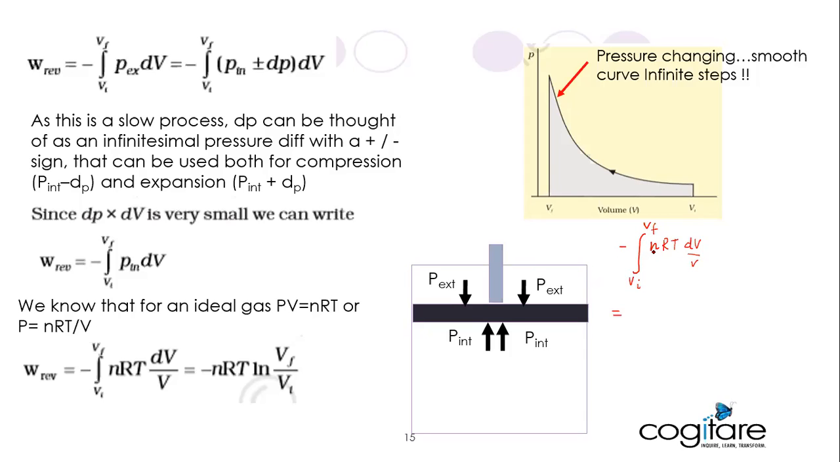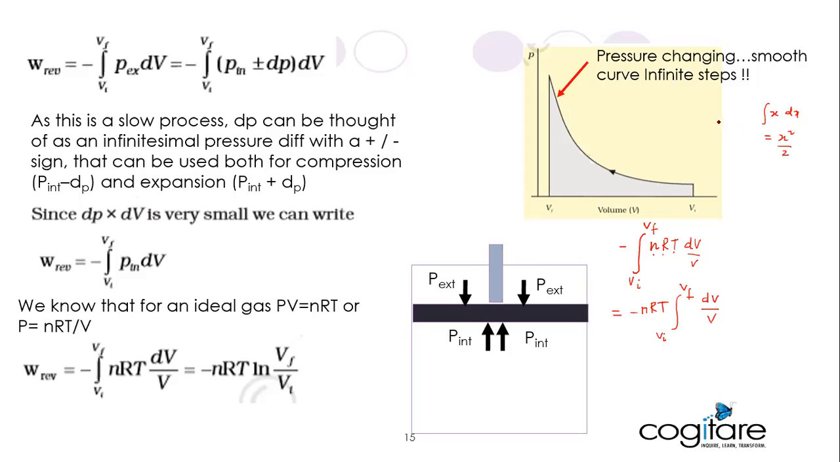Nihar, I'll help you out. N, R, T are the constant. N is number of moles, R is constant, T is also constant. So we have the integral of Vi to Vf dV by V. Just like the integral of x dx is equal to x square by 2.